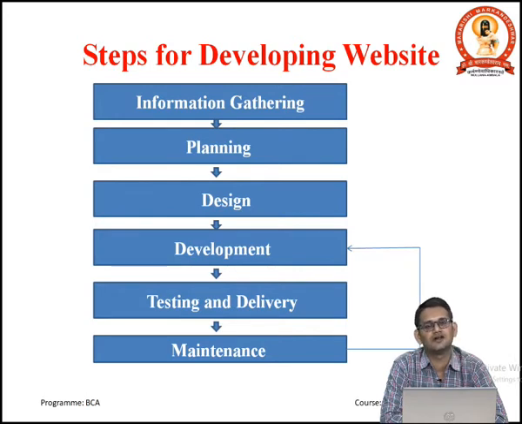Suppose someone has created a website, and some updates or maintenance are required. From the maintenance phase you can see there is a link back to the development phase. There is a need to develop the update, and then to test and deliver it. Then again after 1 or 2 years, if maintenance is required, this loop will work the same way.